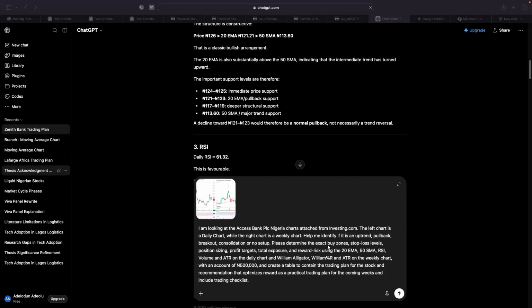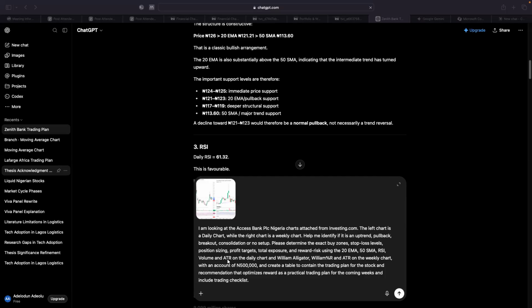Please determine the exact buy zones, stop loss levels, position sizing, total exposure, profit targets, and reward-risk.